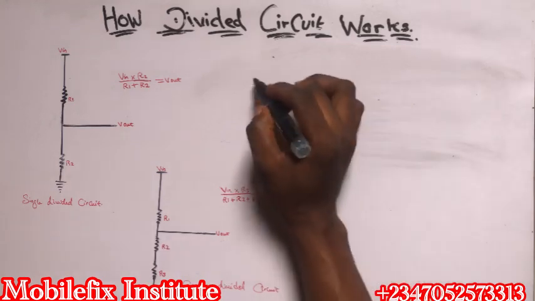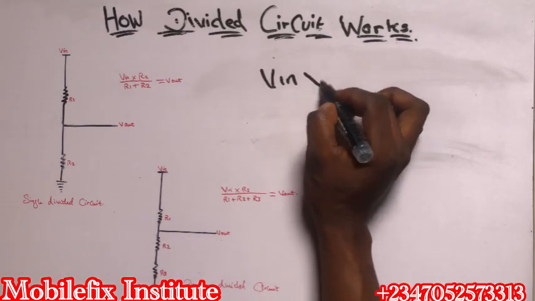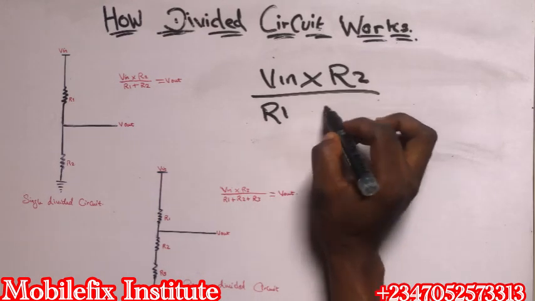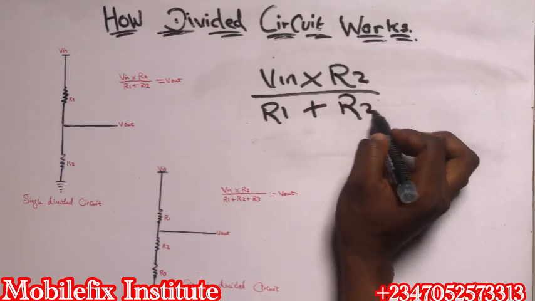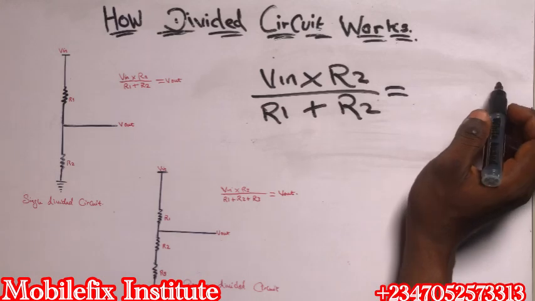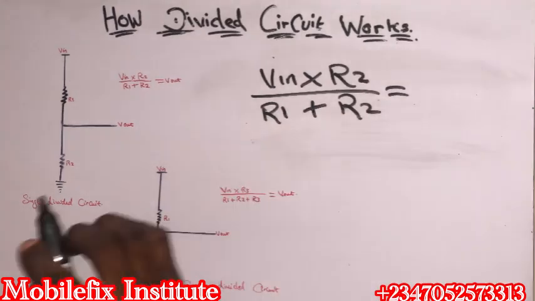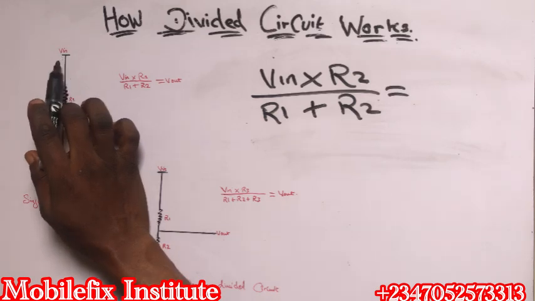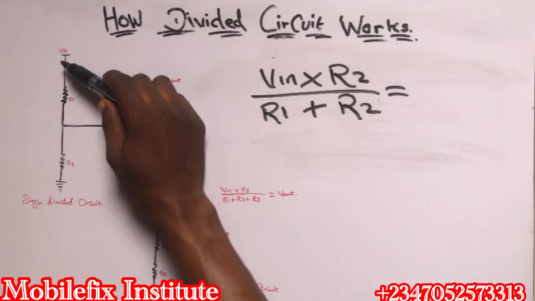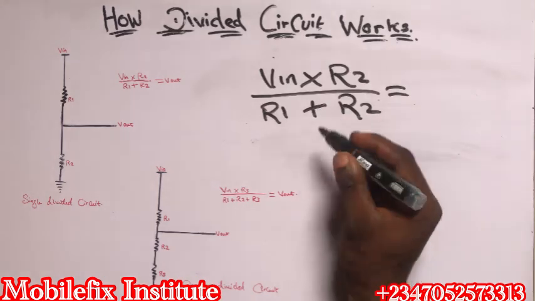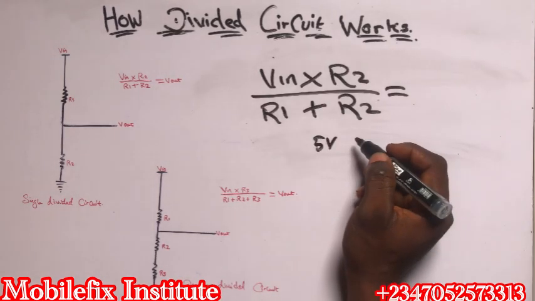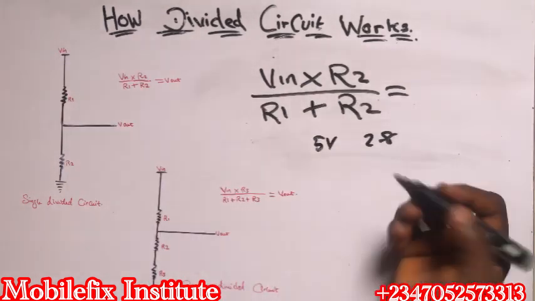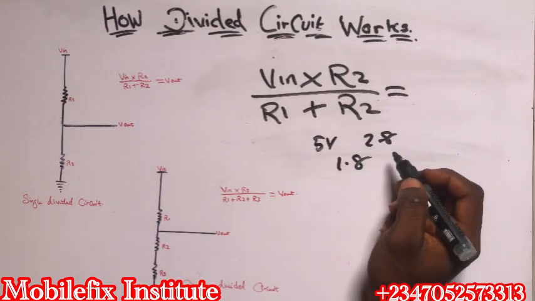Okay, so we have a formula for calculating a single divider circuit. It's V in times R2 divided by R1 plus R2. So you get your voltage out. This is the formula for calculating it. Now to calculate this divider circuit, you find out how many volts are on this input line. This is our input line. This line might carry 5 volts, this line might carry 2.8 volts, and this line might carry 1.8 volts.